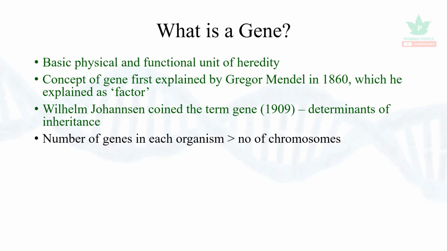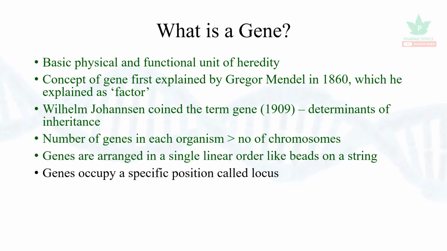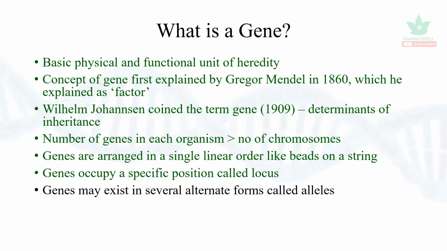The number of genes is always greater than the number of chromosomes, because all the chromosomes carry a number of genes. Genes are arranged in a single linear order like beads on a string. So genes occupy a specific position in the chromosomes, and that position is called the locus. Genes may exist in several alternate forms, which are called alleles.